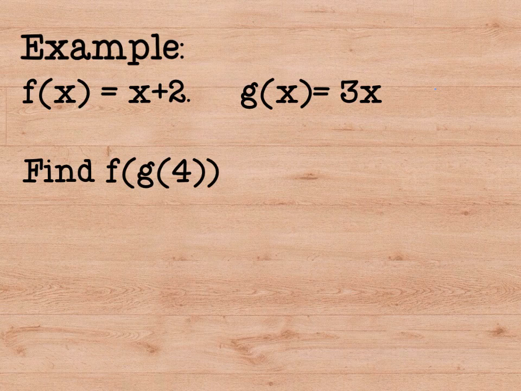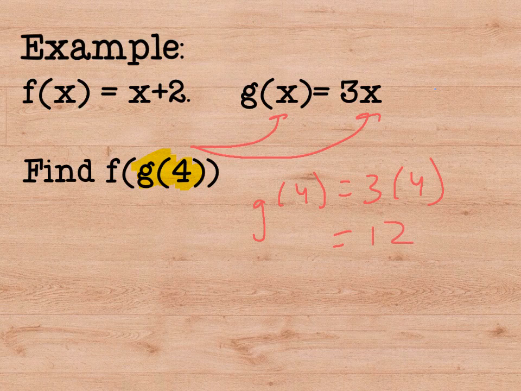We're going to start with the g of 4, and we're going to pretend like the f isn't there right now. So first thing we're going to do, remember, is that 4 goes here and here. So I have g of 4 equals 3 times 4, which is equal to 12. Now that we've got the inside solved, it's kind of like saying that I have f of 12.